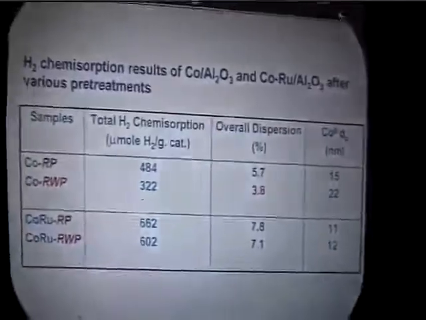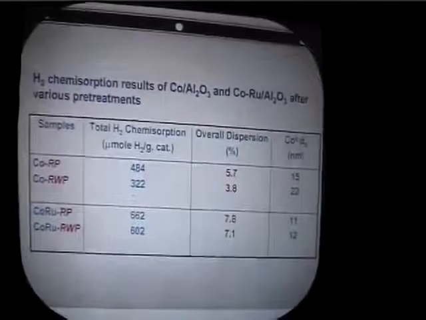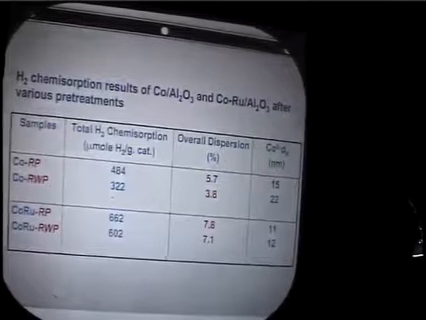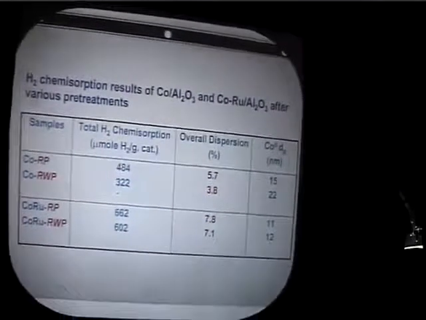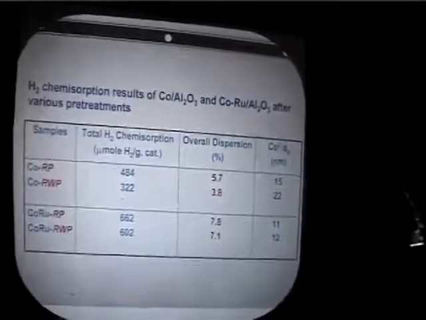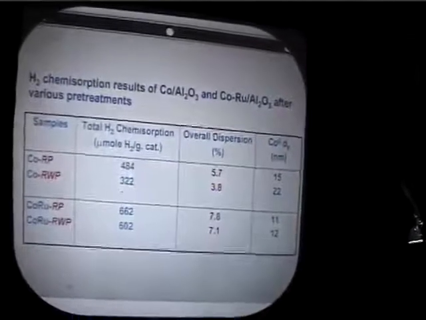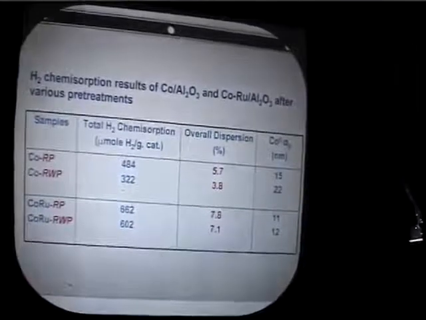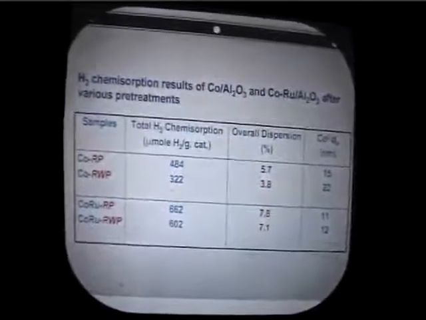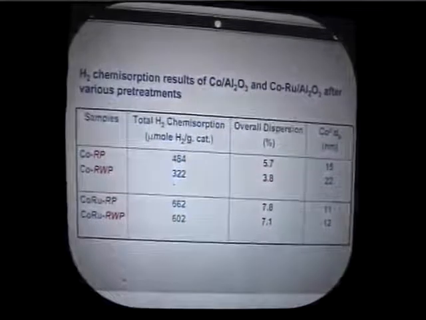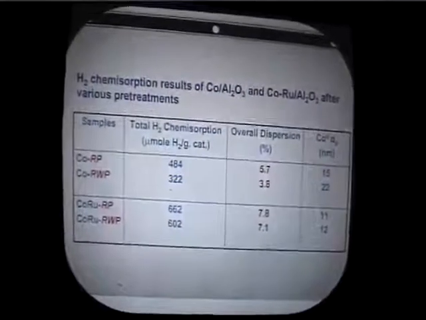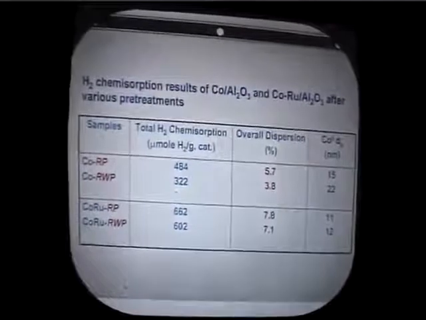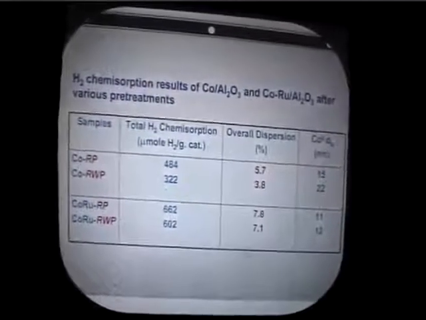Hydrogen chemisorption was performed to determine the number of reduced surface cobalt metal sites. This is related to the overall activity of the catalyst during FTS. From this table, we can see that the overall cobalt dispersion increases with ruthenium promotion and decreases with the additional water vapor during reduction. It is suggested that ruthenium promotion can facilitate the dispersion of cobalt metal.